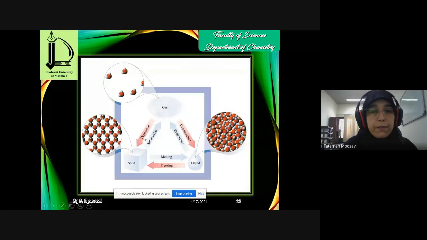You see that melting, evaporation, and sublimation are endothermic processes. It means they absorb energy, while deposition, condensation, and freezing are exothermic processes. It means that they release heat.